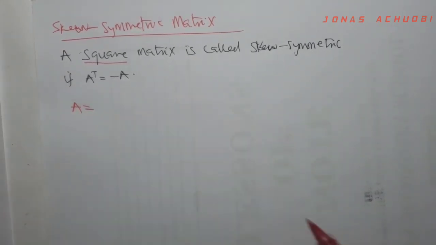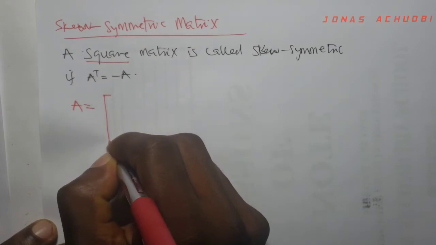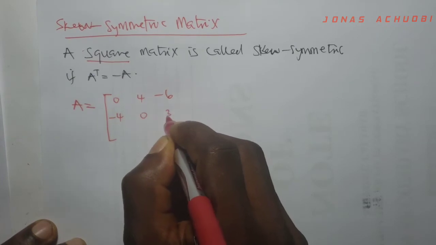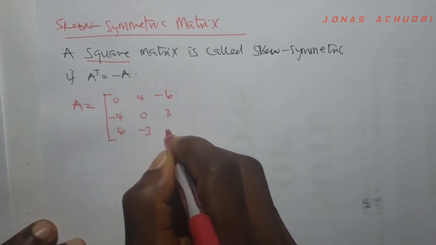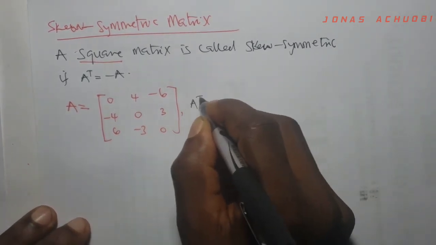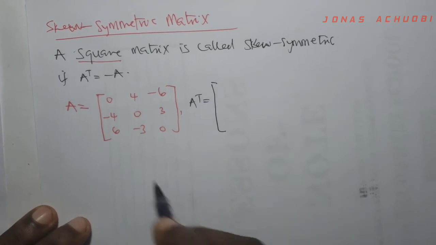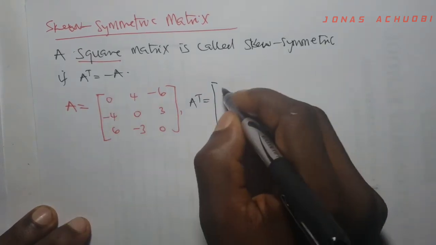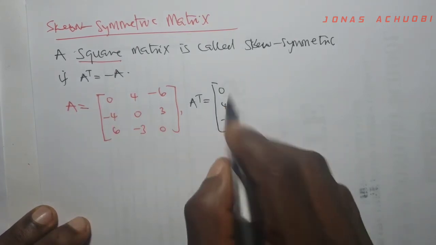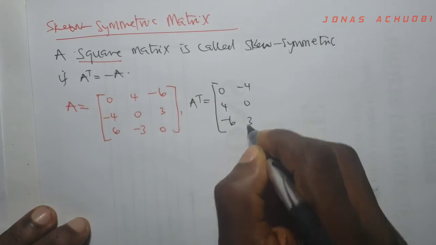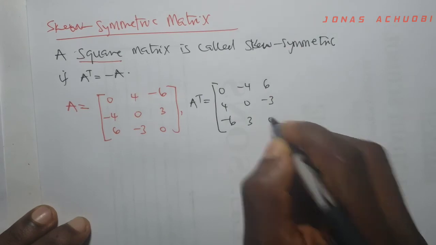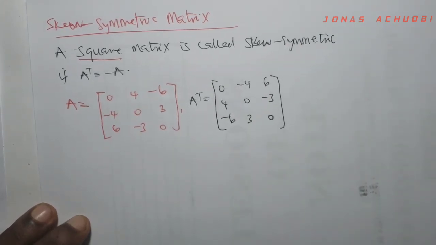For instance, matrix A has the entries 0, 4, negative 6, negative 4, 0, 3, 6, negative 3, and 0. So let's check out what the transpose of this matrix will be. And now you know how to get the transpose, right? So row 1, 0, 4, minus 6 becomes column 1, 0, 4, negative 6. Row 2, negative 4, 0, 3 becomes column 2, negative 4, 0, 3. And row 3, 6, negative 3, 0 becomes column 3, 6, negative 3, and 0. That's the transpose.